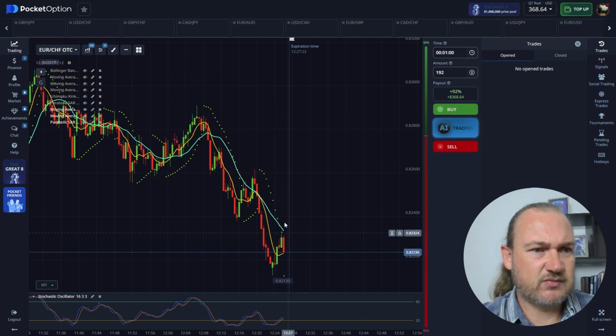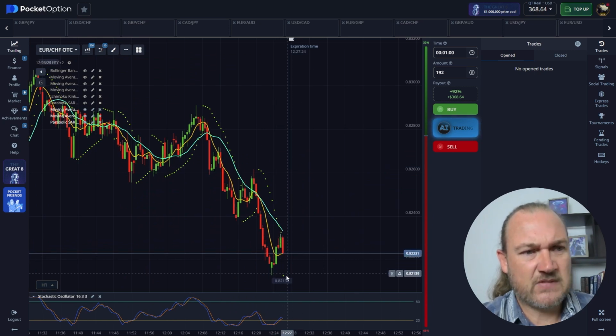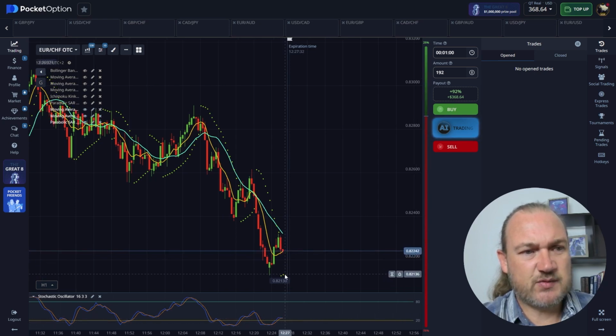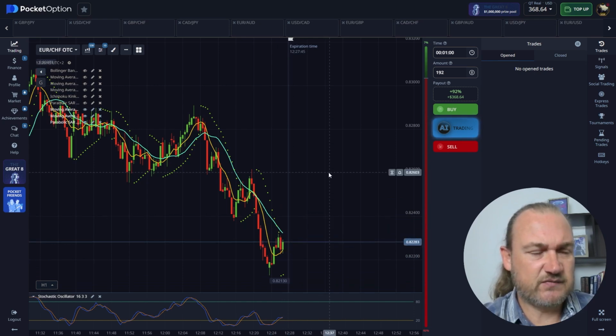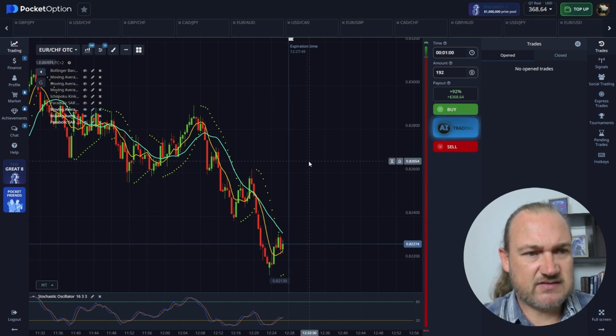Okay, so we got a possible setup here. My stochastic is crossing downwards again, and we're probably going to see it move into the oversold zone again. And as soon as we break the PSAR here, parabolic stop and reverse, then I will take a sell entry. If this pushes up, obviously I won't get a trade, but let's see what happens. I'm just going to sit on this for a minute or two, or for a few seconds, and see if this does decide to go up or decides to go down.